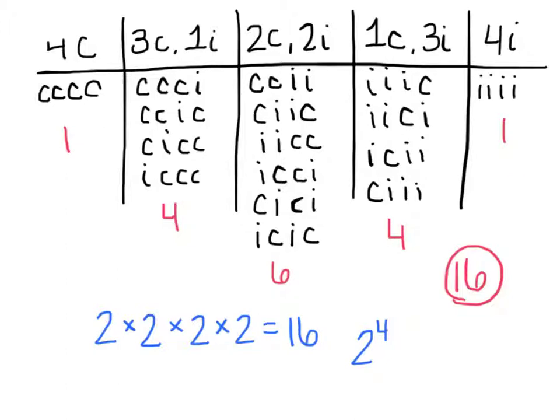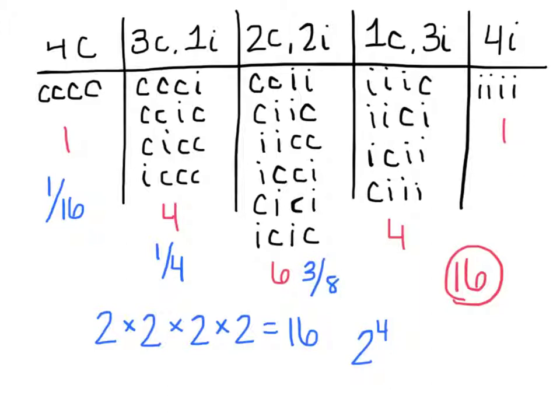Now that I know all the possible outcomes and the total number of outcomes, I can calculate the theoretical probability for each score. So the probability that I get 4 correct is going to be 1 out of 16. The probability that I get 3 correct and 1 incorrect is 4 out of 16, which simplifies to 1/4. The probability that I get 50% on my quiz is going to be 6 out of 16, or 3/8.